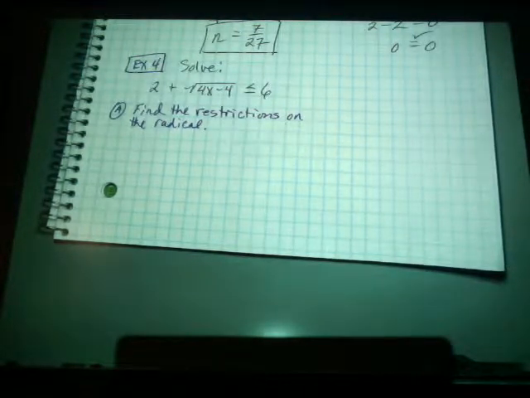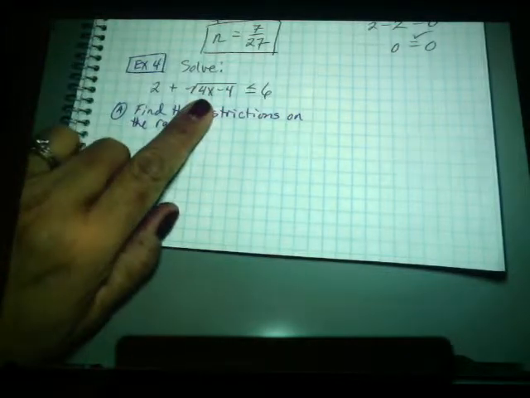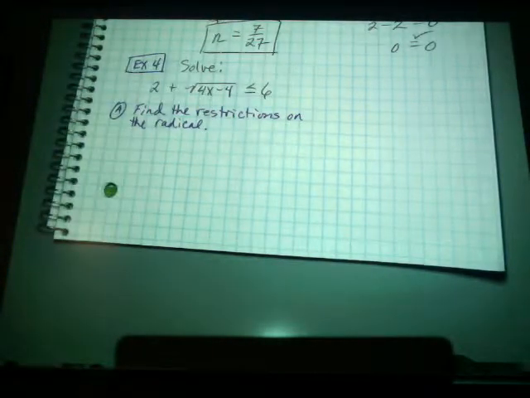Can I take the square root of a negative number? No. Can I take the square root of 0? What's the square root of 0? 0. So I can take the square root of 0, I can take the square root of a positive number, I just can't take the square root of a negative number. So this value, 4x minus 4, has to come out to be greater than or equal to 0. If it doesn't, we're going to have an issue.